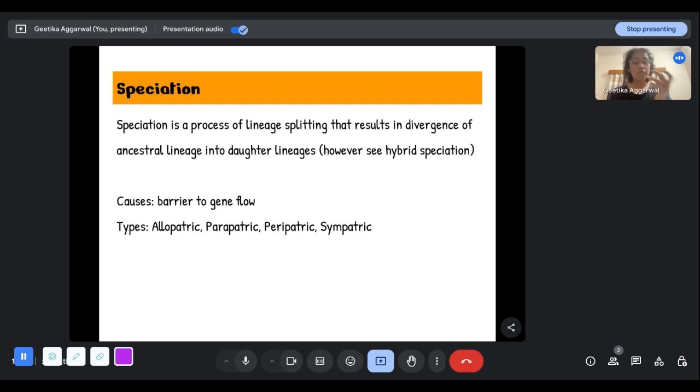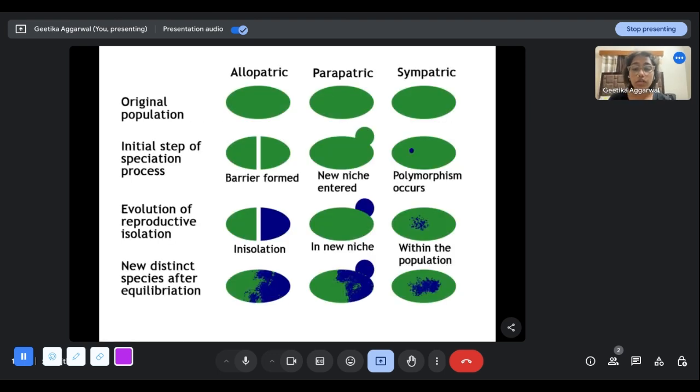And the major cause of speciation is a barrier to gene flow. When there are multiple populations but they're unable to exchange their genes among themselves, then they become genetically isolated and they then split into two daughter lineages. Types of speciation can be allopatric, parapatric, peripatric, and sympatric. These are certain types of speciation.